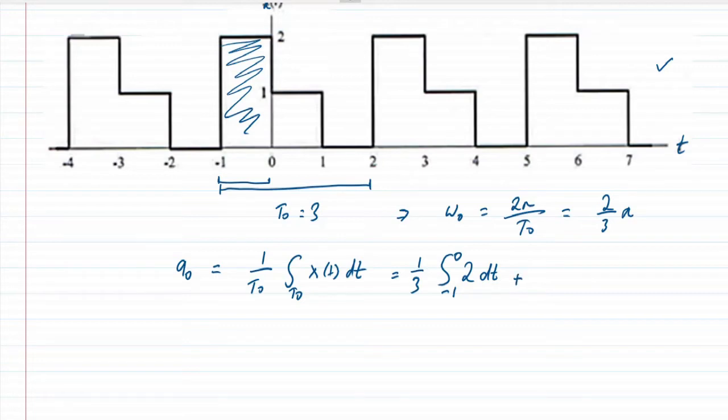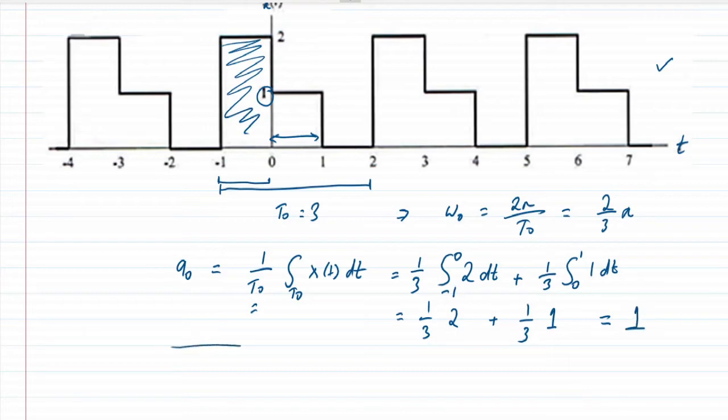plus again 1 by 3, that is the time period, and now we are going to consider this part which starts from 0 and then terminates at 1, and over here the magnitude is 1, so 1 dt, right? So this is going to be 1 by 3 times 2 plus 1 by 3, this would be 1, and hence overall we have simply a value of 1. So this is our a naught.